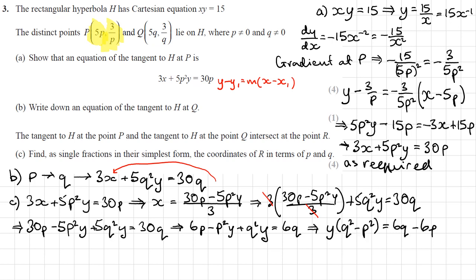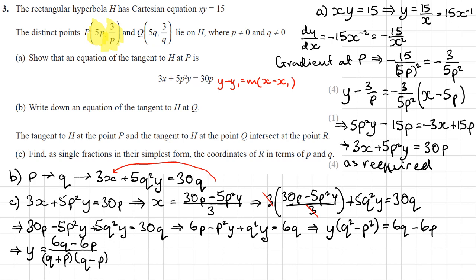So if I take the p and q terms over to the other side and factorise, I'll get y, and in brackets q squared minus p squared is equal to 6q minus 6p. Then divide both sides by q squared minus p squared, so I'll have y is equal to 6q minus 6p over q squared minus p squared. Now that's going to be the difference of two squares, isn't it? So that's going to be q plus p and q minus p.